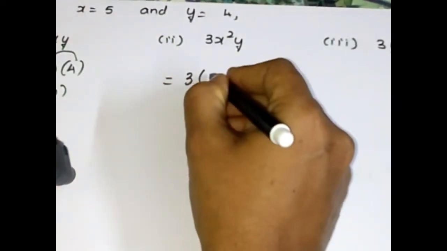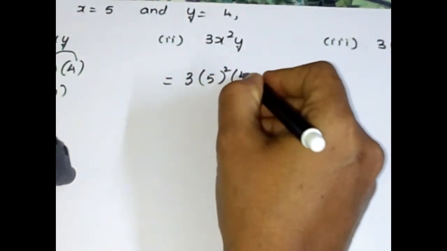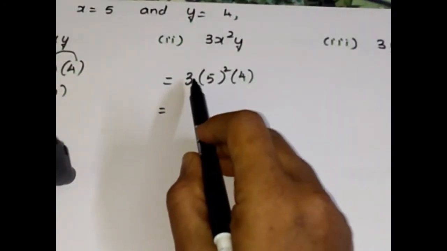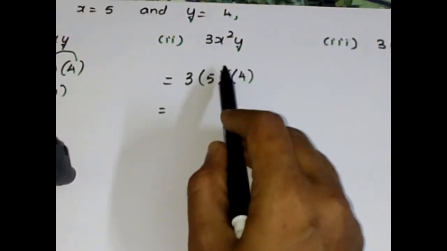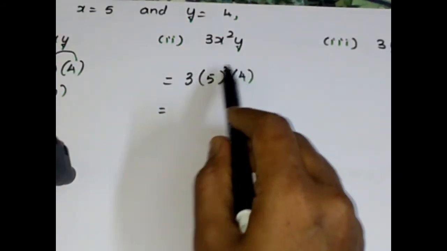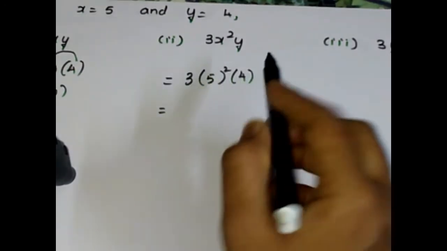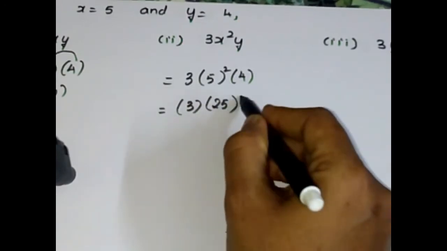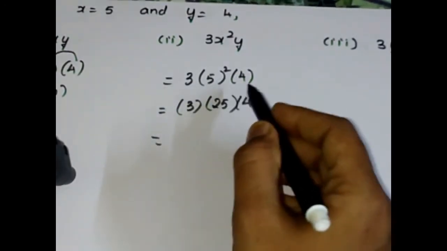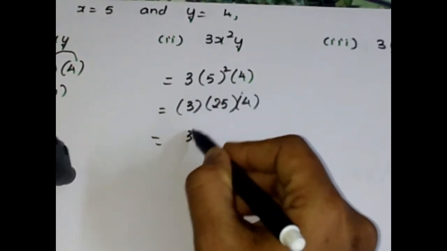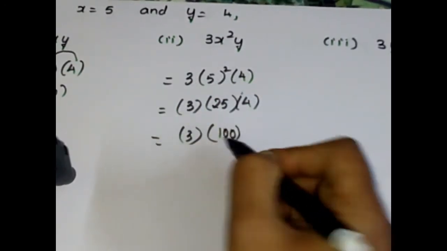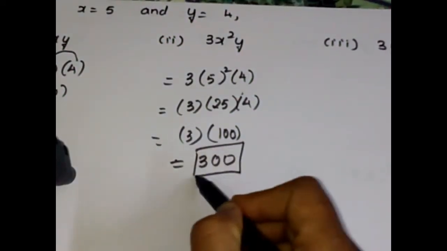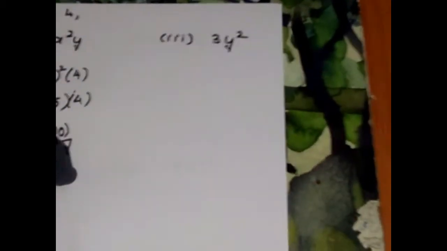Next, 3x square y. So 3 into x square into y. Please observe the method of writing. Here also, before we multiply with 3 and 5 and 4, first we have to simplify the square. Without simplifying square, we can't do the multiplication process. So 3 into 5 square is 25 into 4. So multiplication can be done anywhere. I'll do it as 3 into 25 4s are 100. So 100 3s are 300. Next, 3y square.